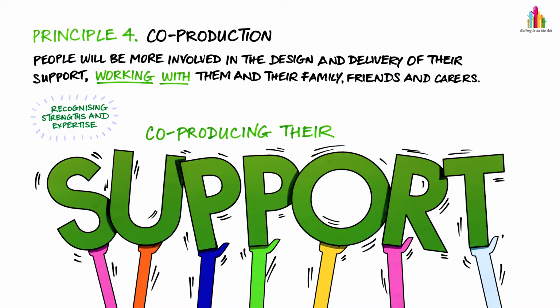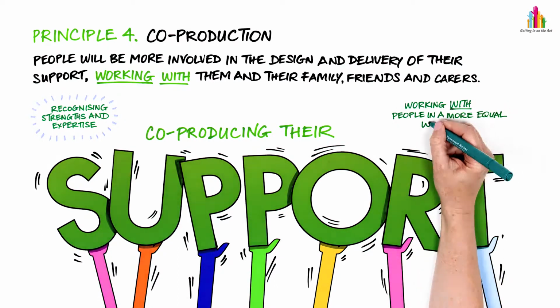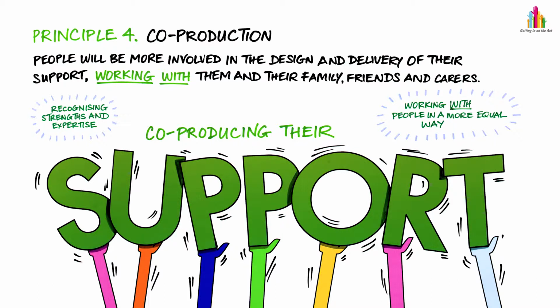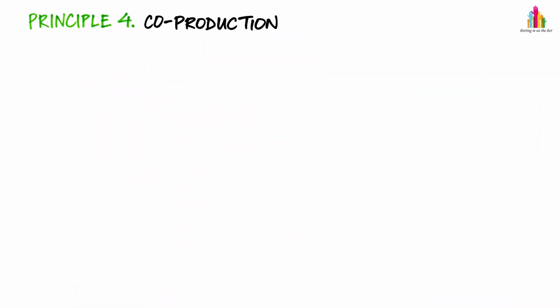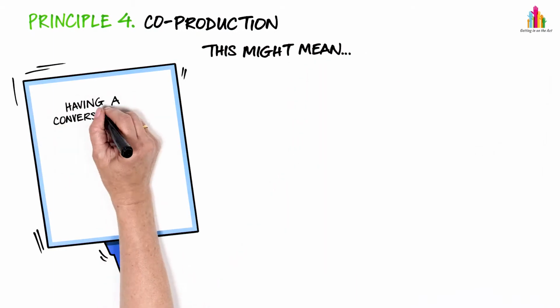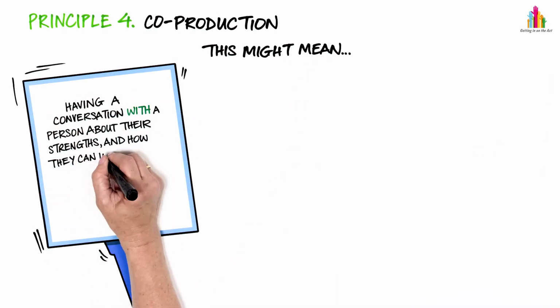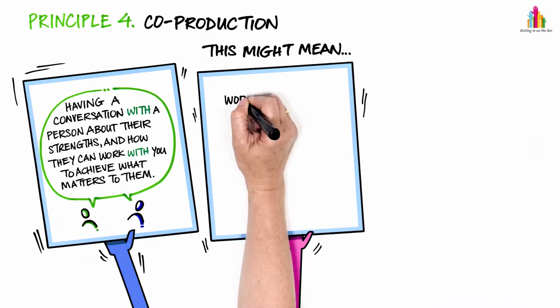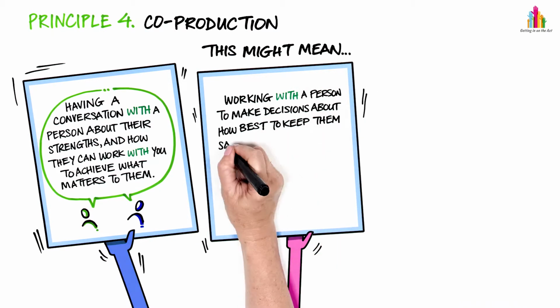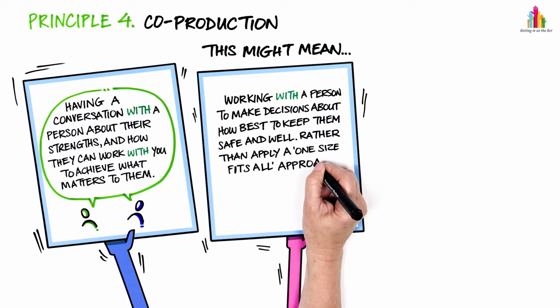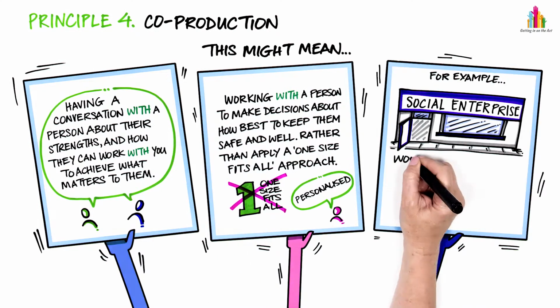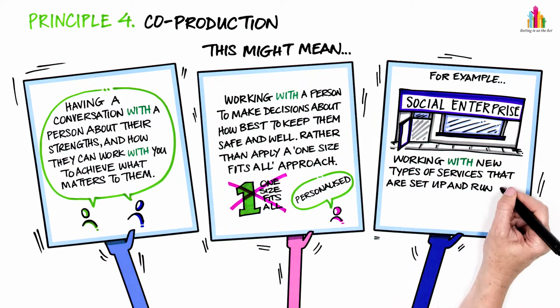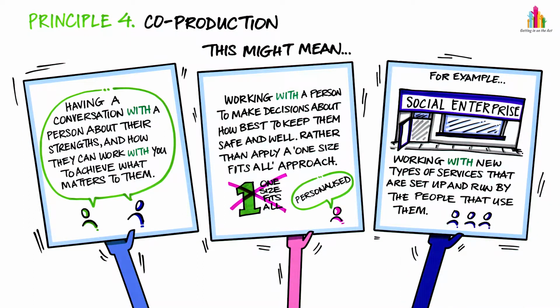For you, co-production means working with people in a more equal way, seeing them as the expert of their situation, and agreeing ways in which you can work together to achieve well-being. Principle 4. Co-production. This might mean having a conversation with the person about their strengths and how they can work with you to achieve what matters to them and overcome any obstacles. Working with a person to make decisions about how best to keep them safe and well, rather than apply a one-size-fits-all approach. Working with new types of services that are set up and run by the people that use them.